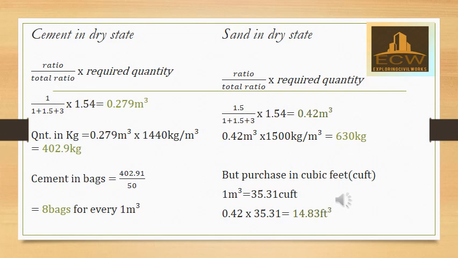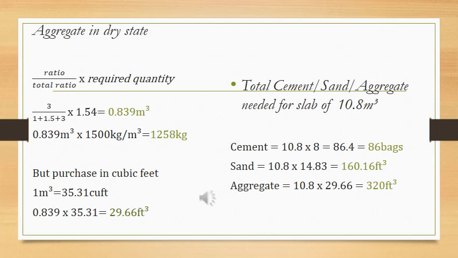Okay, so let's go to the final, which is the quantity of aggregate. This final one, the aggregate in dry state, also takes the same criteria as the others: ratio over total ratio multiplied by the required quantity. Its ratio here is 3. From the mix ratio, the ratio of aggregate is 3. So 3 over the total ratio multiplied by the required quantity. When you punch this, you are getting 0.839 cubic meters.